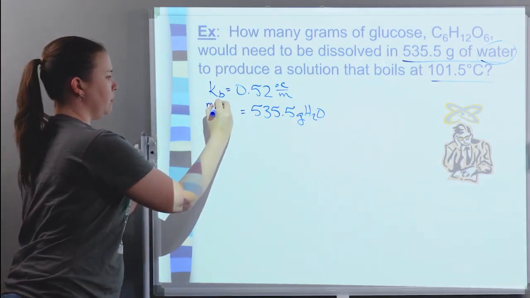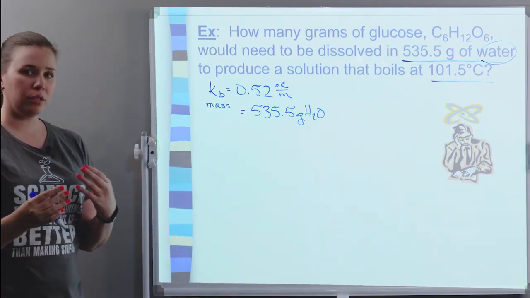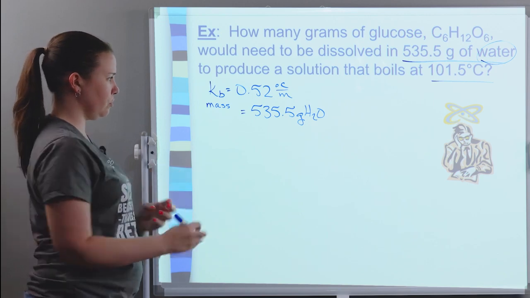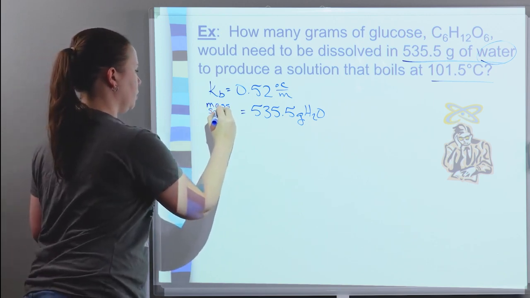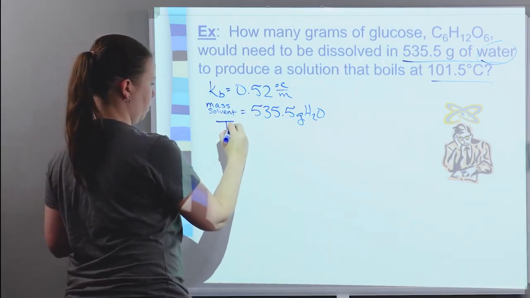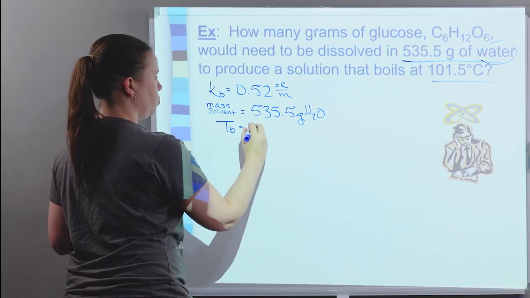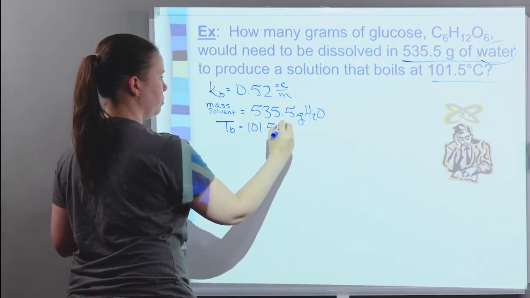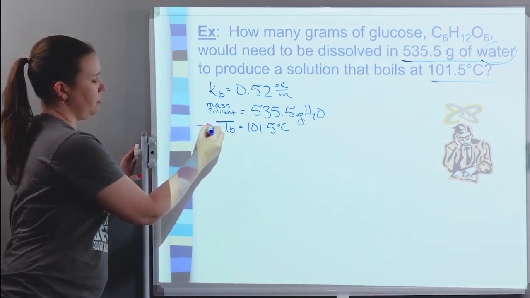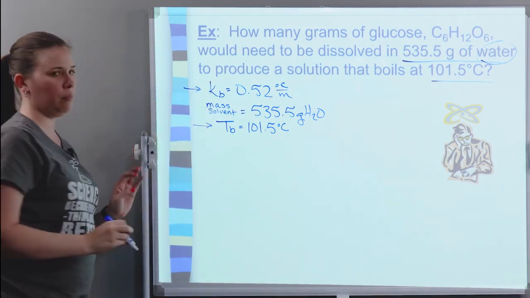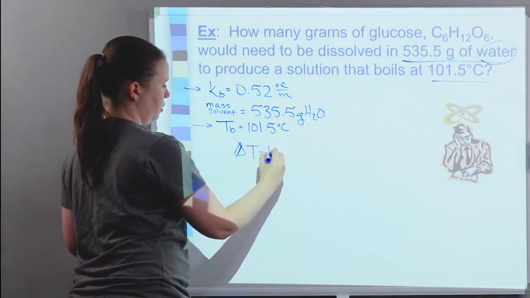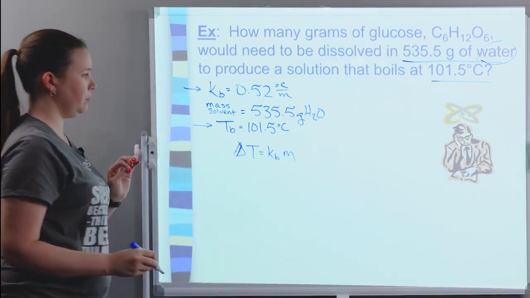So what could I use the grams of? Well, we know grams is mass. It's also really important, considering all of our different types of calculations, that we know whether we're dealing with the solute or the solvent. So the H2O would be our solvent. The other thing that we have is the temperature for boiling. So that was 101.5 degrees Celsius. So what I'm seeing here is something with temperature and something with KB, which leads me to believe that I could use the formula delta T equals KB times molality.